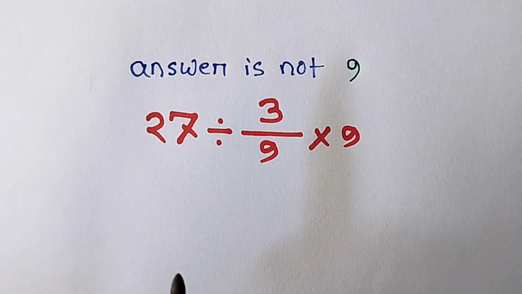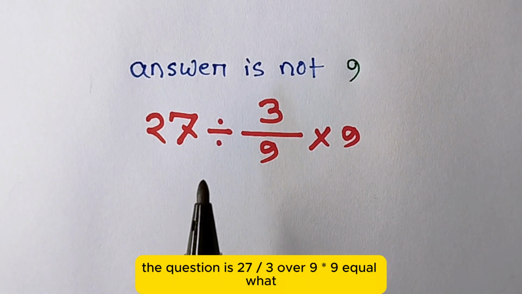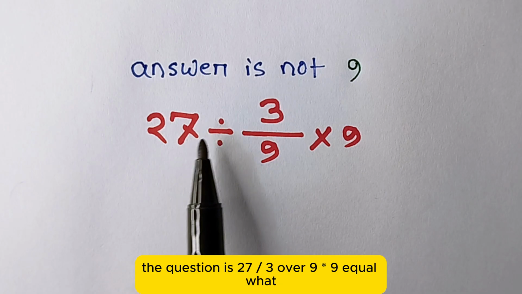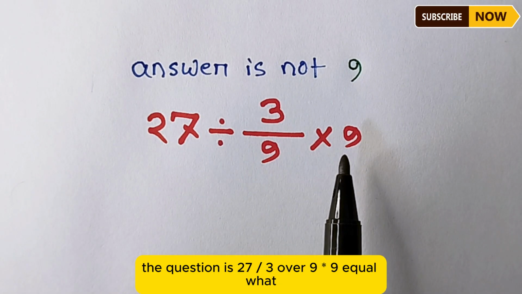Today we are going to solve a very interesting math problem, which is also a tricky question. The question is 27 divided by 3 over 9 times 9 equals what?